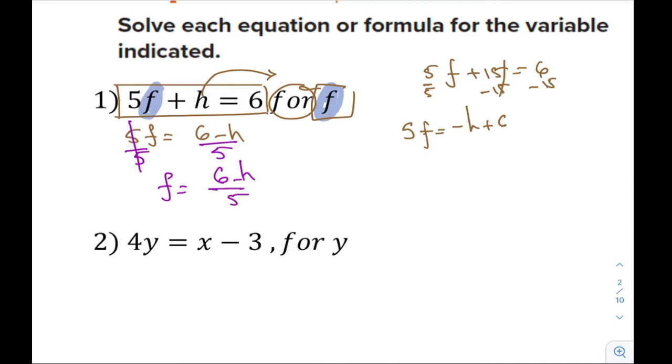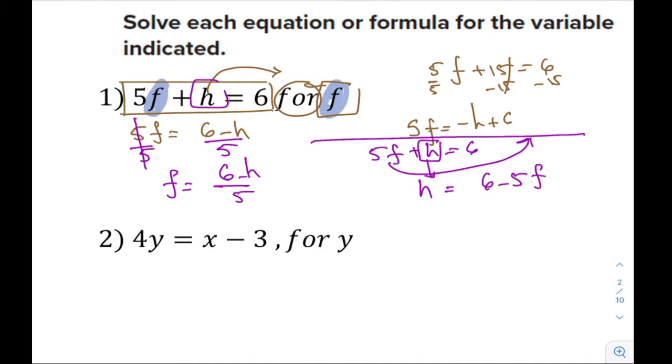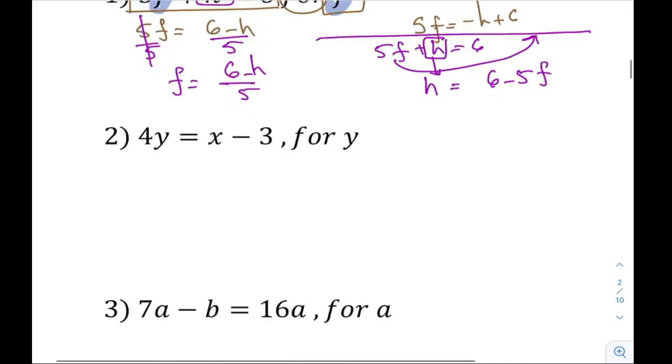Remember, if the question was solve for h, 5f plus h is equal to 6, the situation will be different. Then I will keep the h alone and I will take the f to the other side. So it will be 6 minus 5f, and I will stop here. That's also why you need to read carefully.